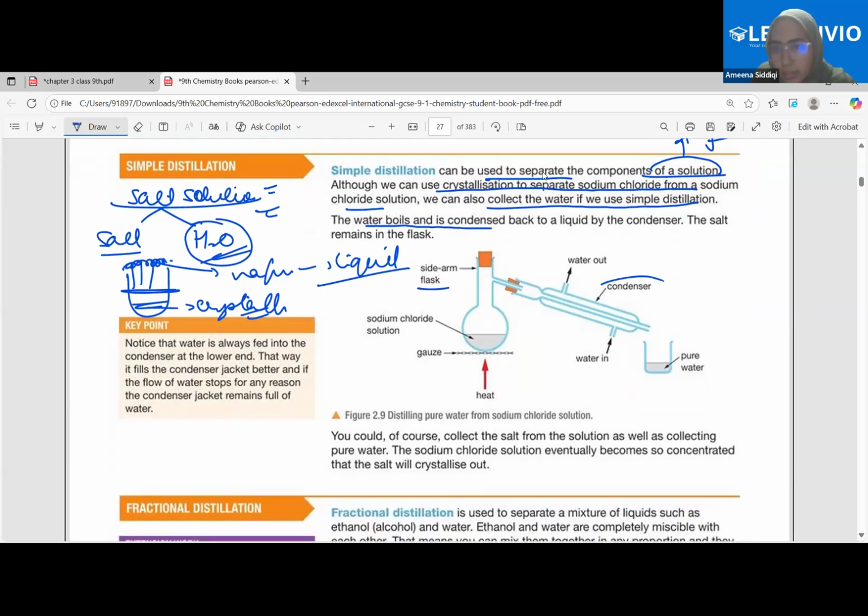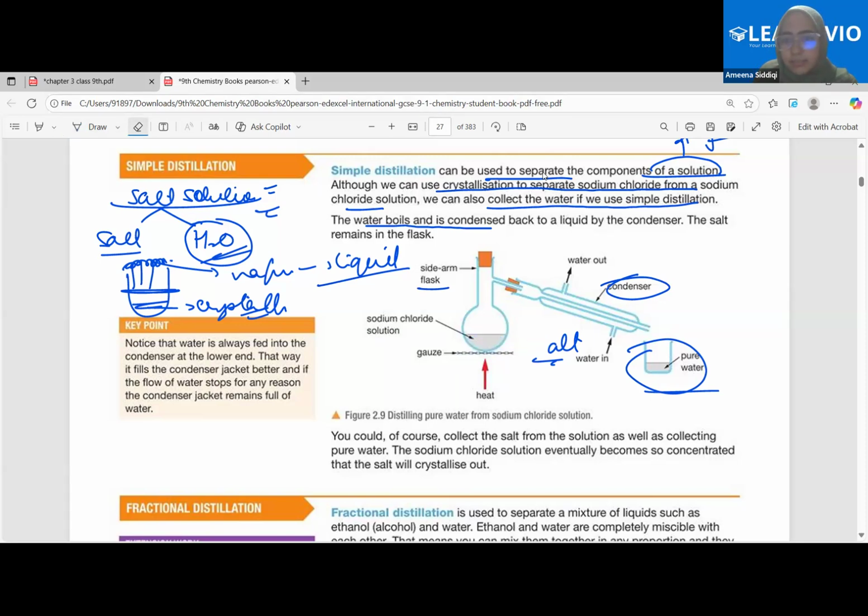We get the water in the vapor form, and we are able to condense it here, therefore we get the pure water. Also, we get the salt here in the crystal form from this salt solution. See, from the diagram we can understand it.